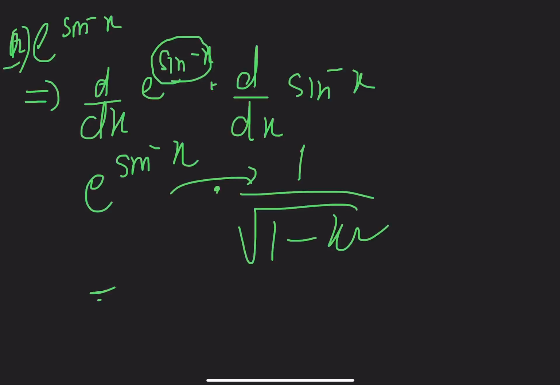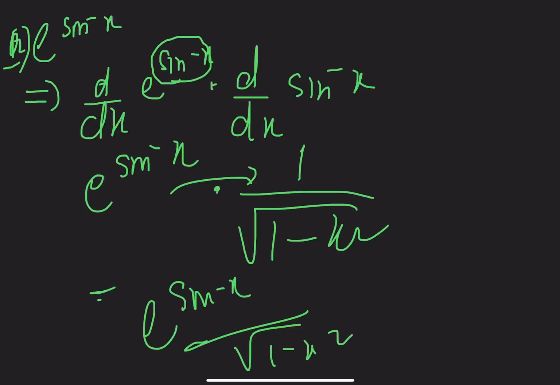So again I'll repeat that e to the power of sine inverse x is not a standard function. You have to differentiate sine inverse x as well, otherwise you will not get the answer. So the final answer, you can write it like this also: e to the power of sine inverse x upon under root 1 minus x square. This is the final answer.